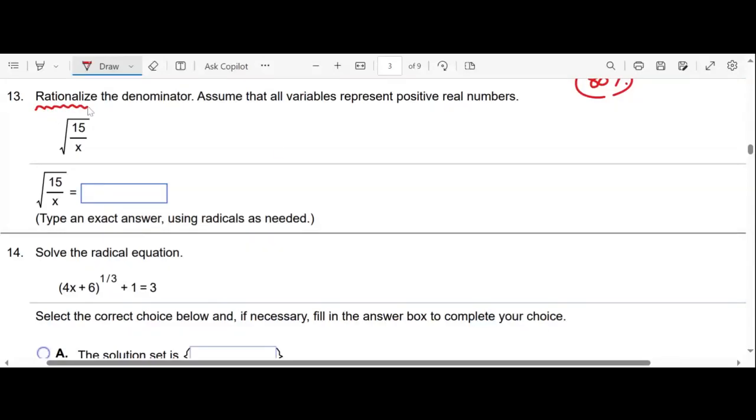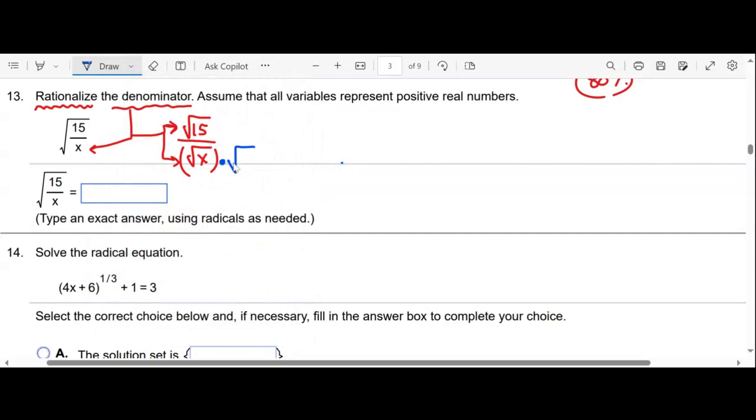He's asking you to rationalize the denominator. What does denominator mean? It's the bottom part, right? Assume that all variables represent positive real numbers. So here I have square root of 15 over square root of x. I split them, one on the top and one in the bottom. I need to get rid of this because, as a mathematician, it's not allowed to leave a square root in the denominator. So what should I do?